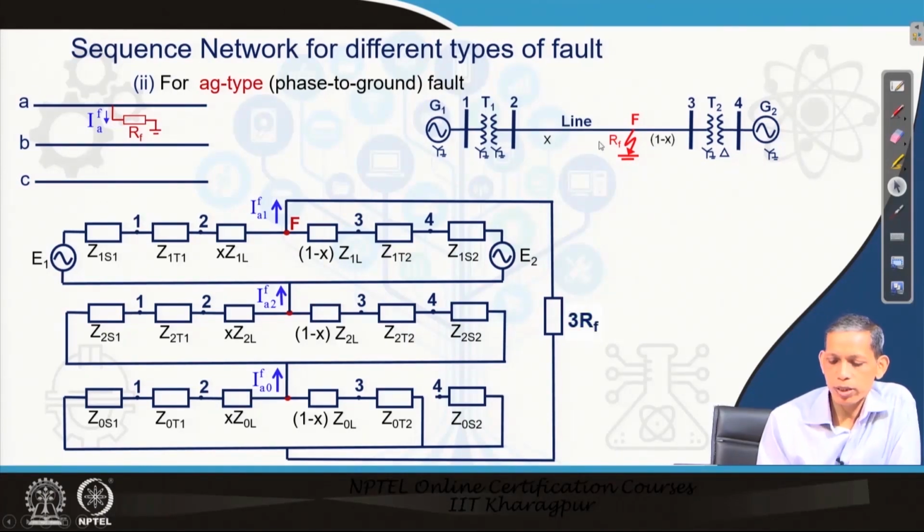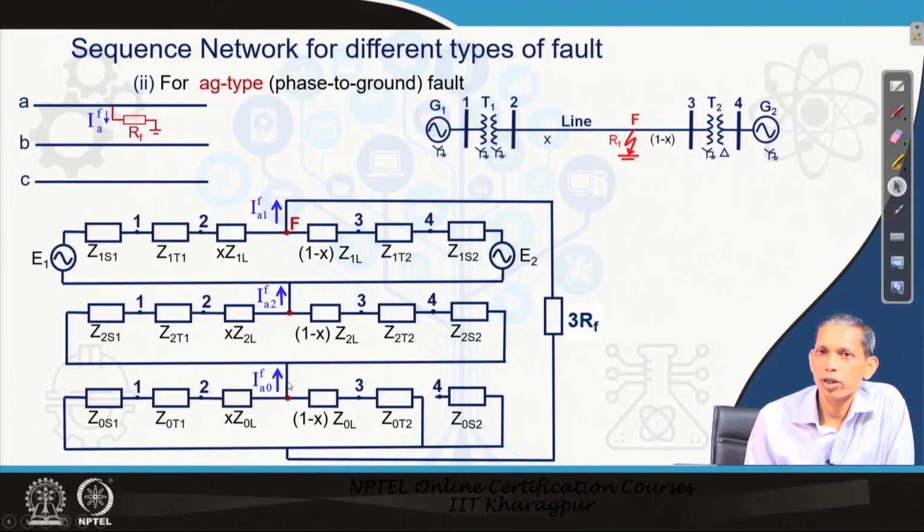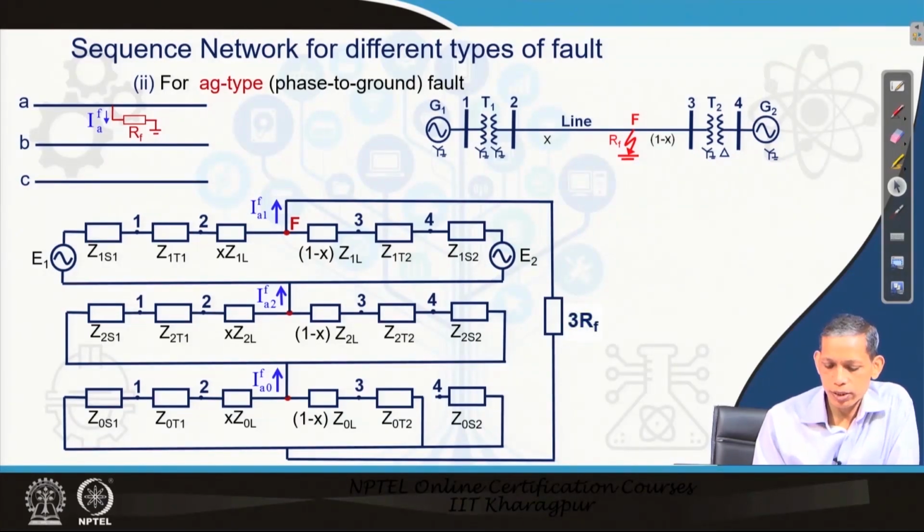And with this, for the same system we have the positive sequence diagram, the negative sequence diagram and the zero sequence diagram. In the last lecture we have seen that for a line to ground fault case, phase A fault means the positive sequence diagram, negative sequence diagram and zero sequence diagram are connected in series. So, the I1 equals I2 equals I0 relation is valid, and with that perspective the corresponding sequence diagram becomes this.